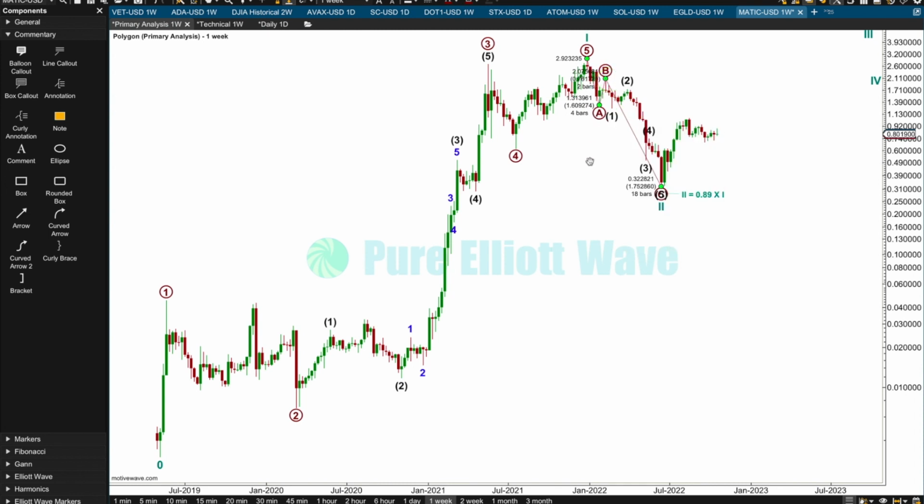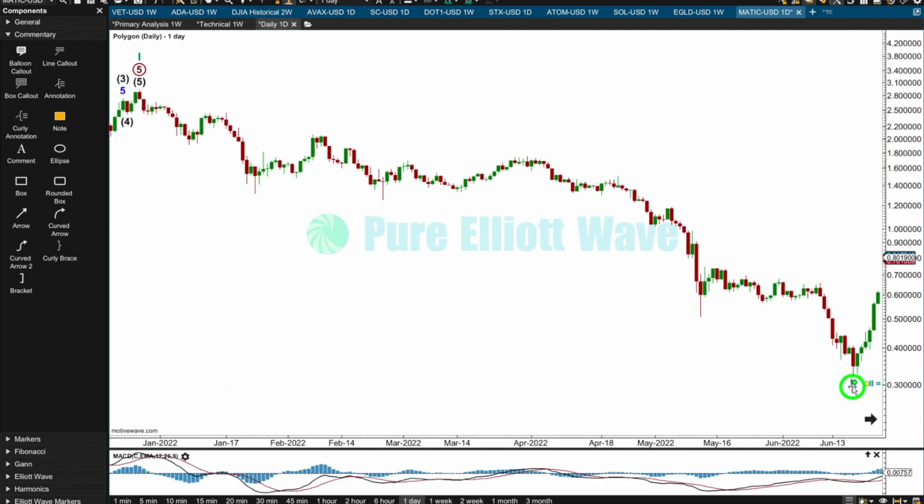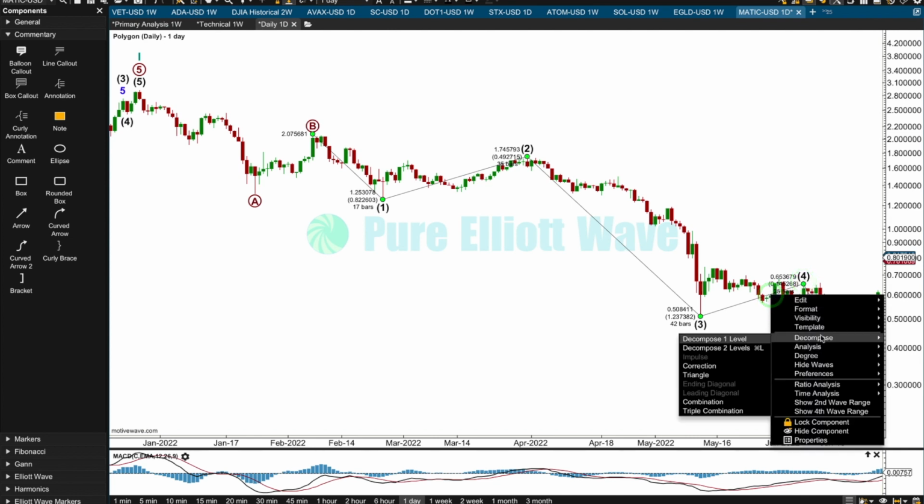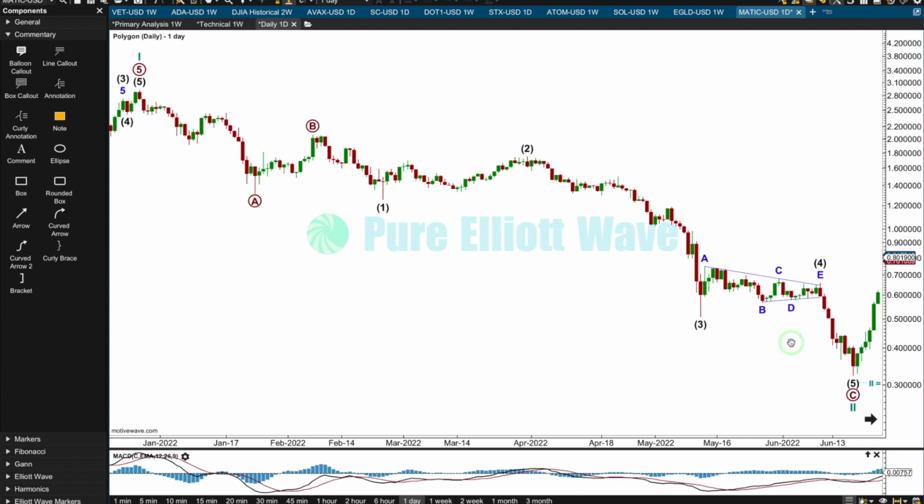And then A and C is somewhat close to equality. C is a bit longer. A is 1.6. C is 1.7. So close enough to say that they're reasonably equal in length. I think 4 might have been over here as some kind of triangle, or maybe here. And then 5 fits as an impulse. That does work.